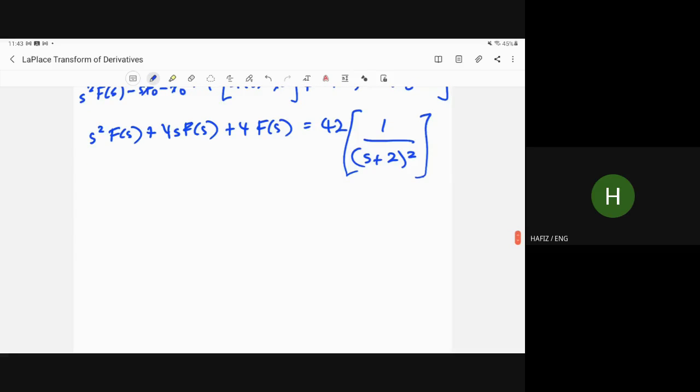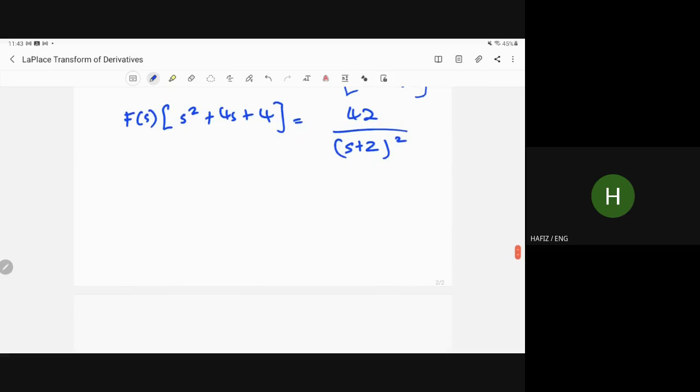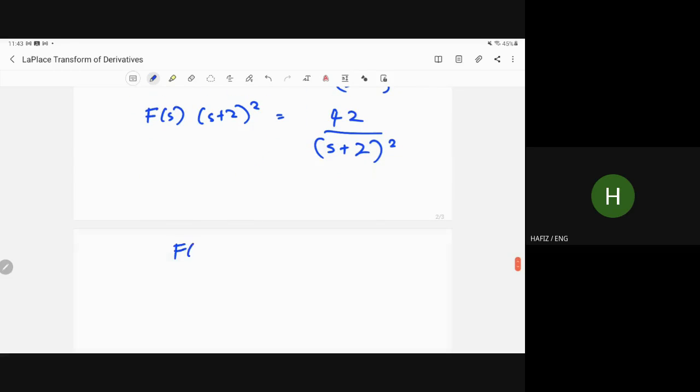From here you factorize out F(s), and you are left with s squared plus 4s plus 4 equals 42 over (s plus 2) squared. And then this you can factorize some more, becoming (s plus 2) squared F(s) equals 42 over (s plus 2) squared. That means your F(s) is 42 over (s plus 2) to the power of 4.